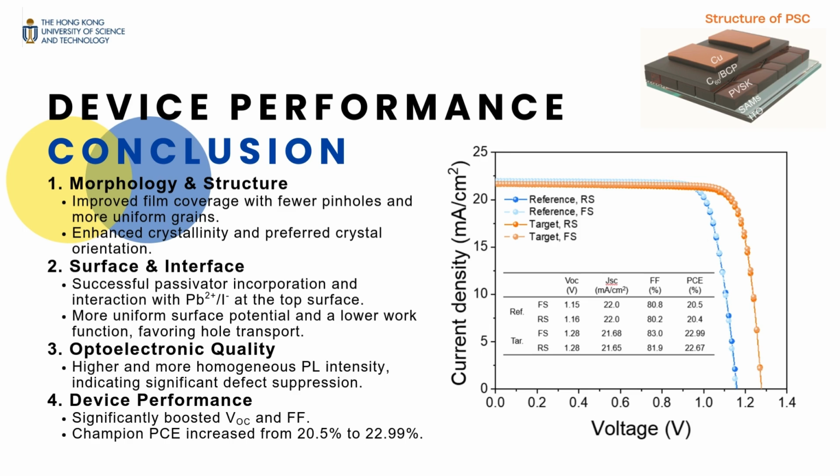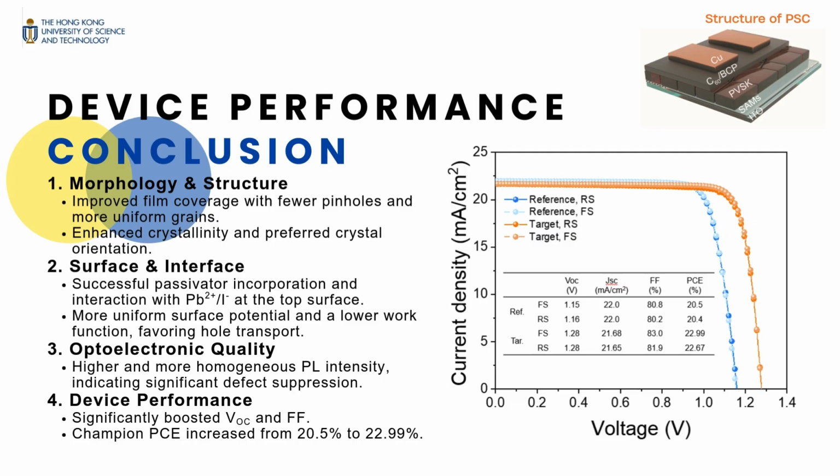In summary, by introducing a simple top surface passivation, we are able to improve film coverage and grain uniformity, enhance crystallinity and preferred orientation, chemically passivate Pb-related defects at the top surface, homogenize the surface potential, suppress non-radiative recombination, and ultimately boost the PCE by about 2.5 percentage points.